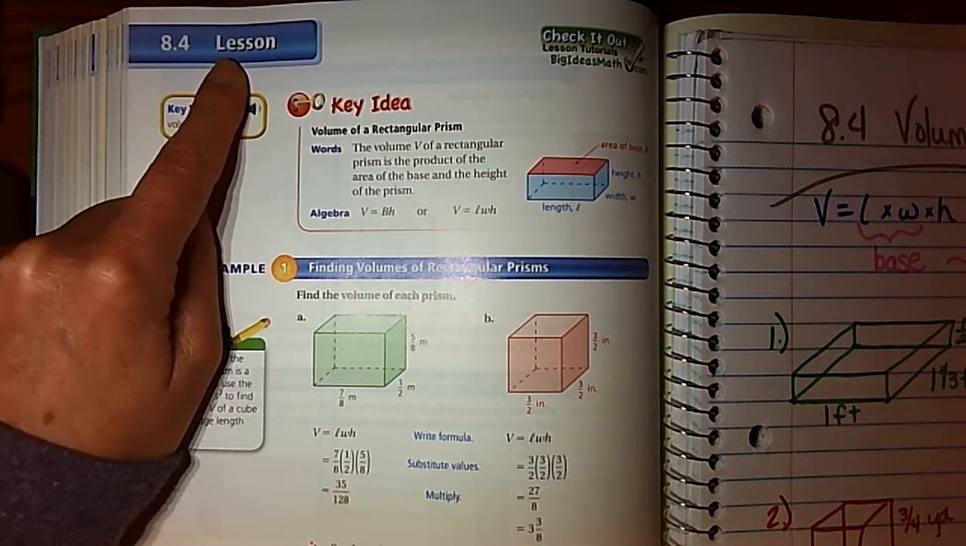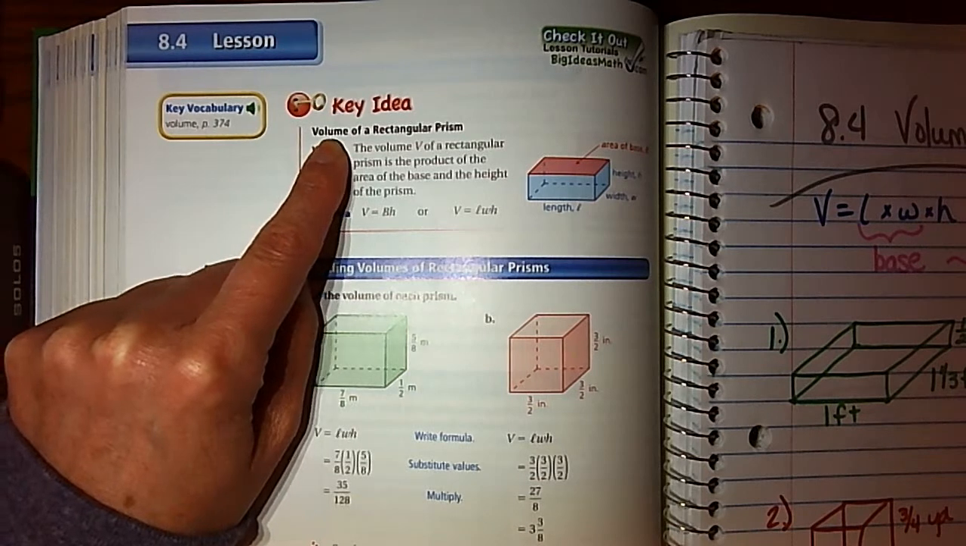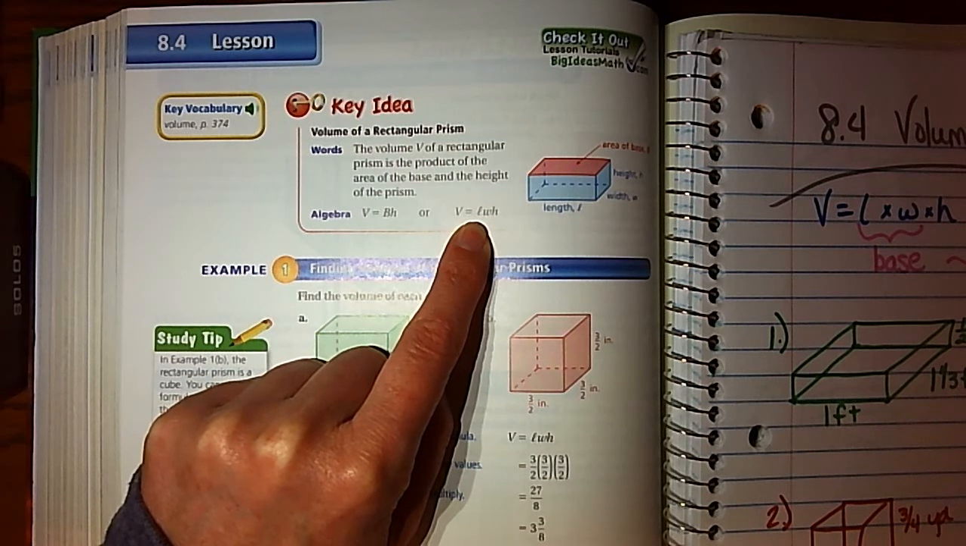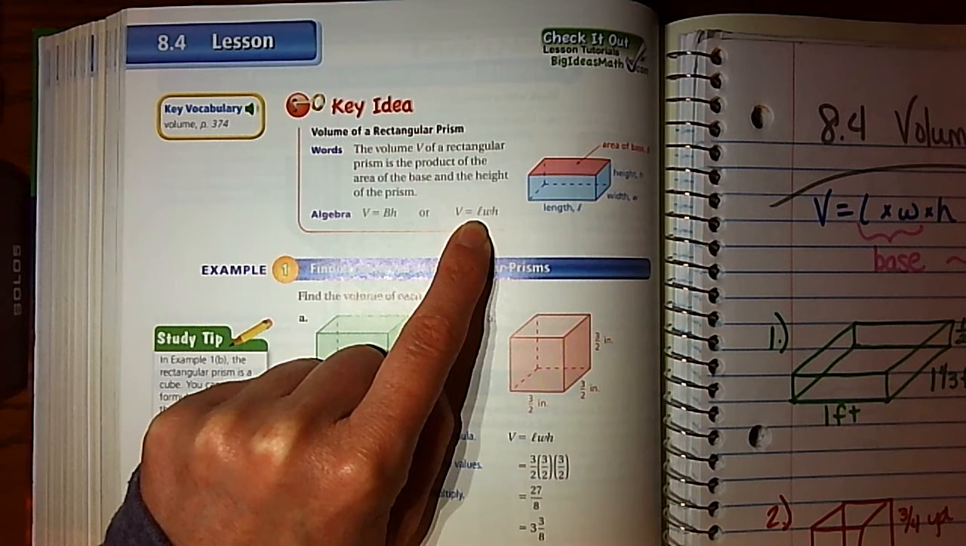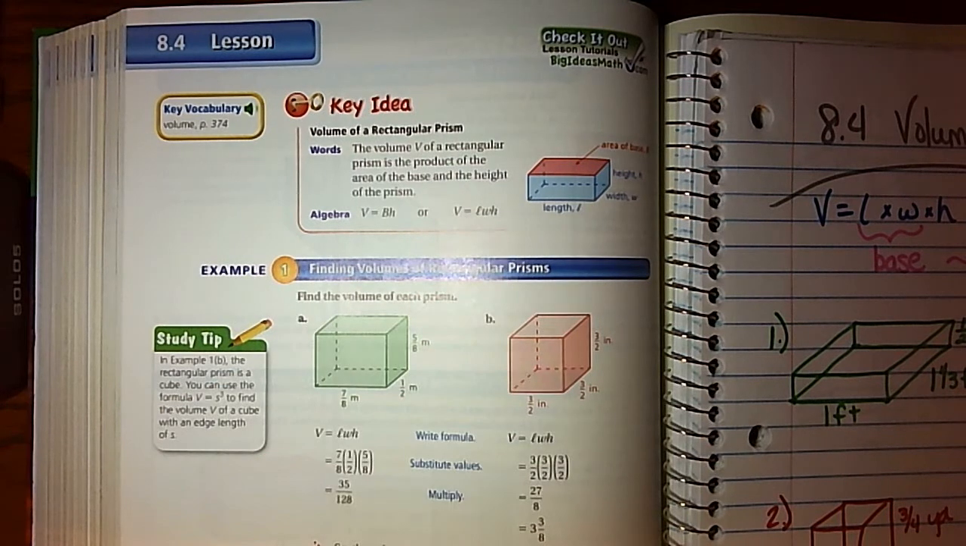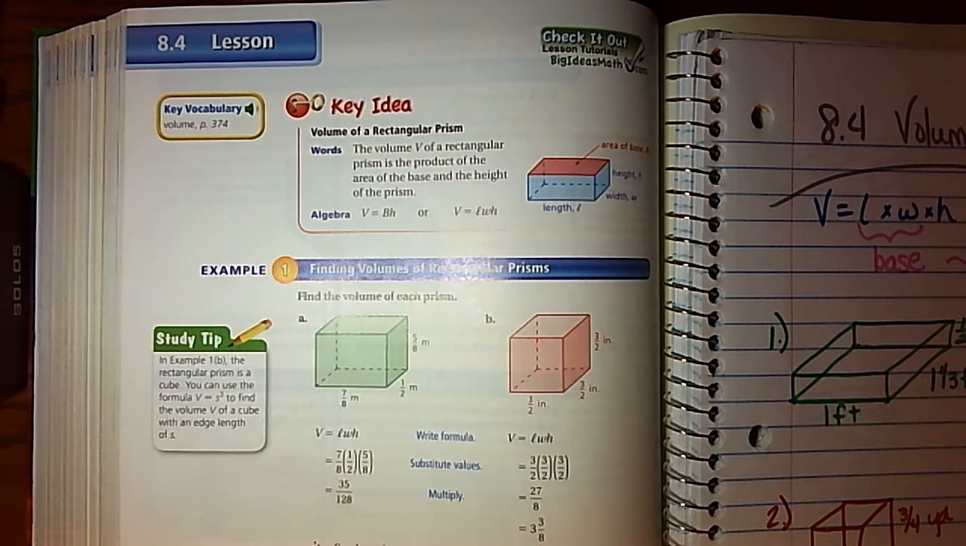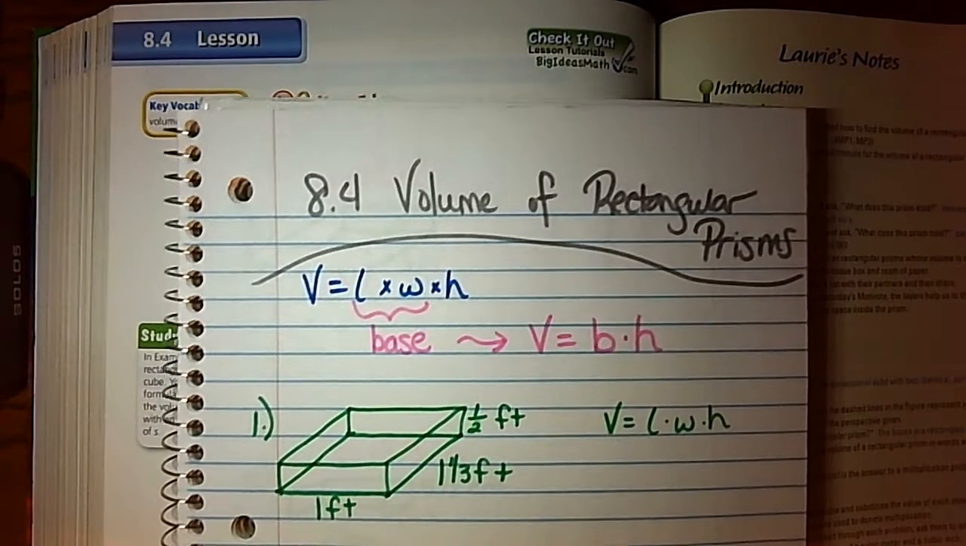This is all talking about volume. Volume is the length times width times height. I know you've done this before, so this should just be a quick review, and then we're done with 6th grade. This is our last lesson, last section of the book, and then you can take your test over chapter 8. So they have V equals BH. What does that mean? Well, I have some notes here.